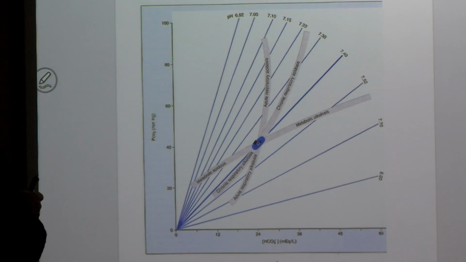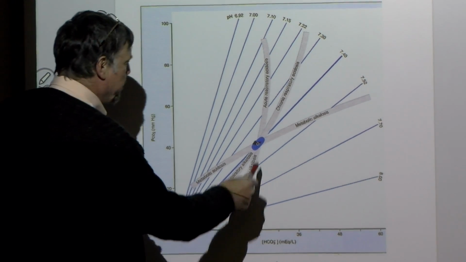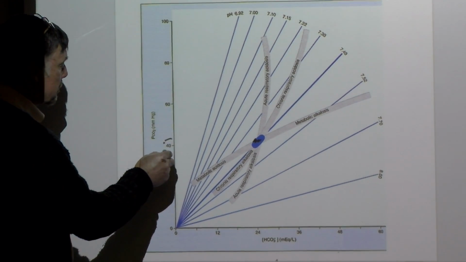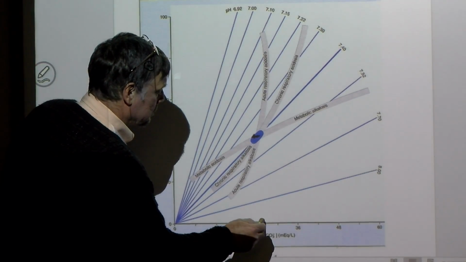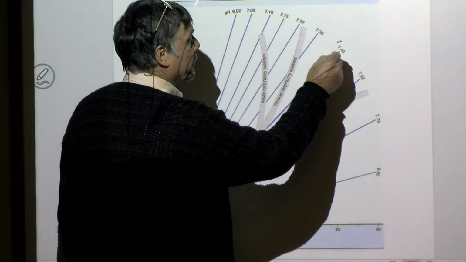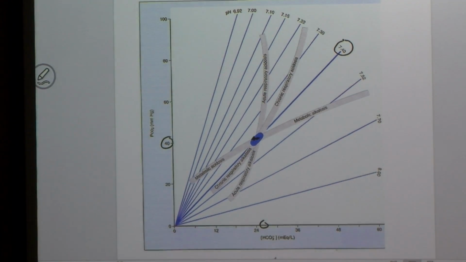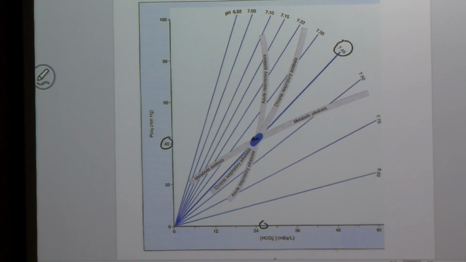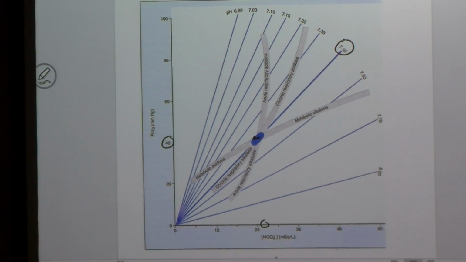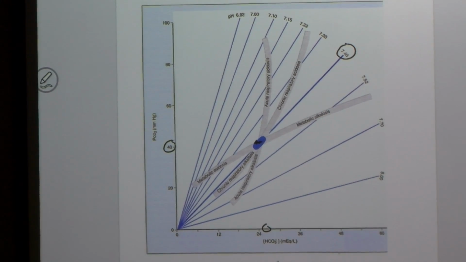So the normal is around 25 for bicarbonate, around 40 for PCO2, and that would be a pH of 7.4. Okay, let us work to change acid-base status. First of all, let's have a respiratory acidosis. How would we do that? What might cause a respiratory acidosis?